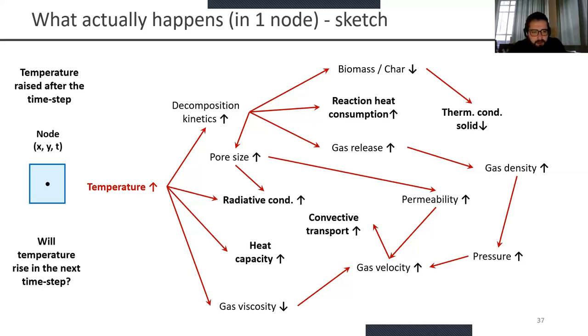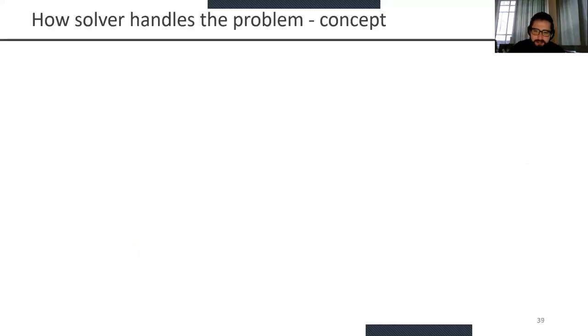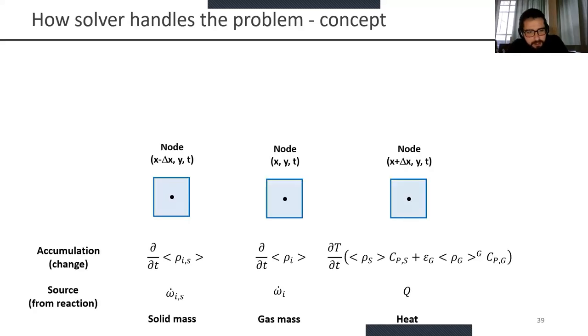Hard to guess really if the temperature will rise in the next time step or not. If we would like to do it in this manner for, let's say, 100 nodes, we will end up like that. But since we are using computational software, we give it to it and it will do it for us. So long story short, these different parts of the equation, the accumulation and source terms for the solid mass, gas and heat, they are computing what happened inside of the node, which is not really connected to the other nodes.